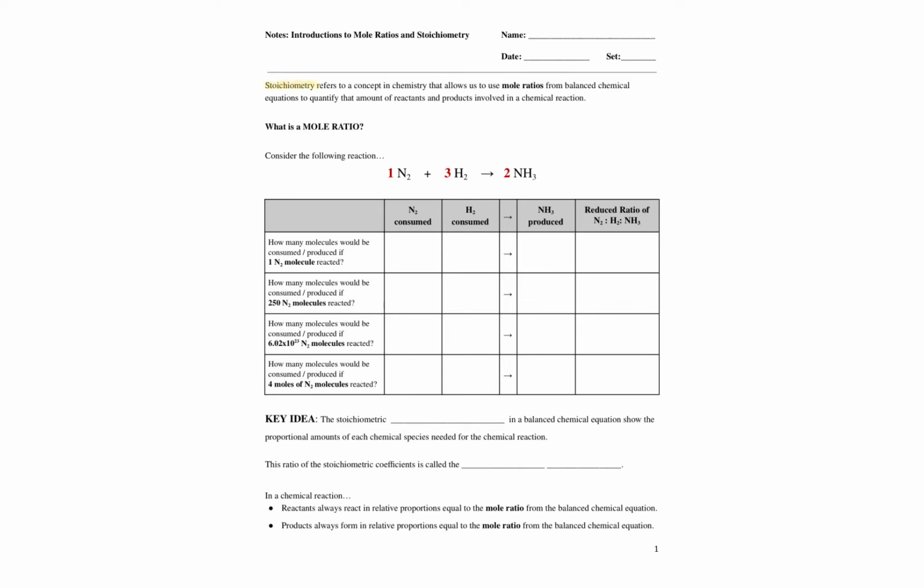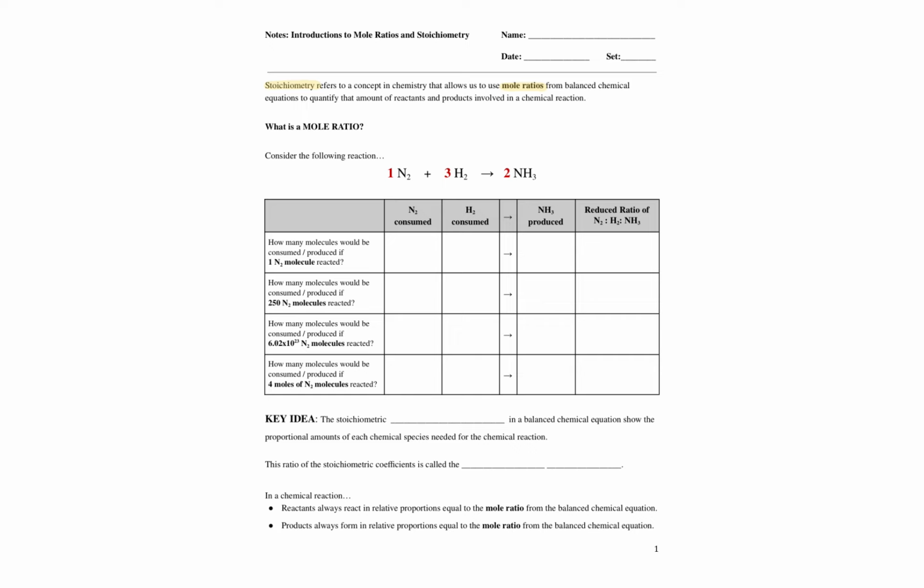Stoichiometry is a very important concept in chemistry that allows us to use mole ratios from the balanced chemical equation to quantify the amount of reactants and products involved in a chemical reaction. But what do we mean by mole ratios? Well, let's look at this reaction where nitrogen and hydrogen combine to form NH3, ammonia.